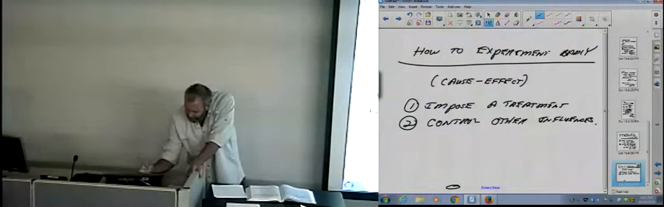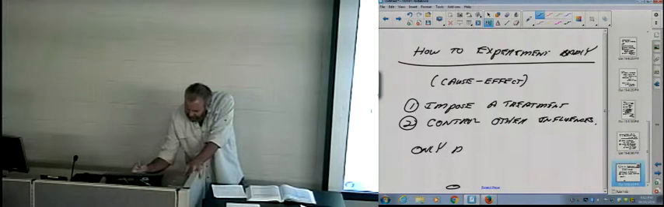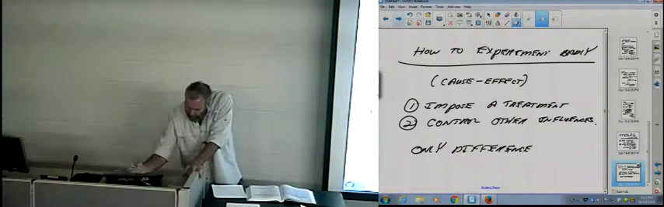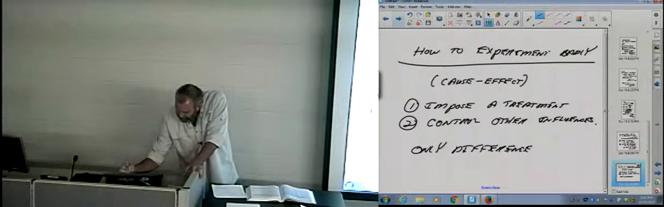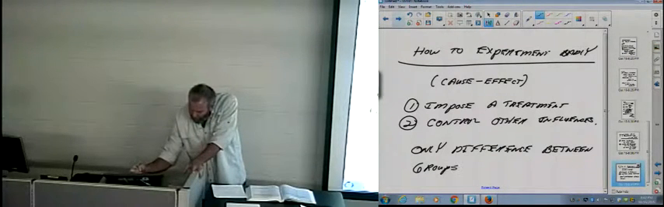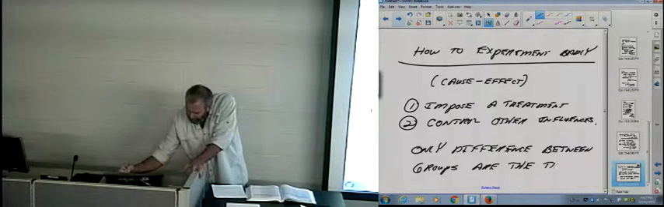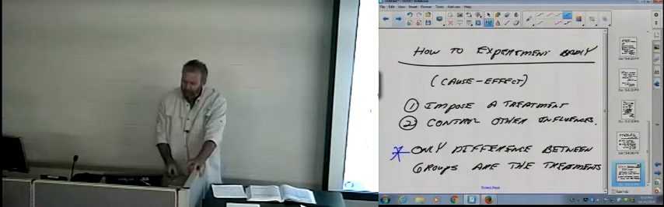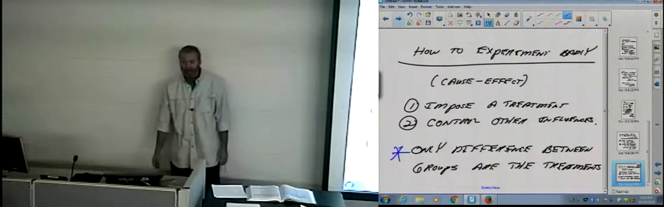The only difference between groups are the treatments. This is the only way we can find evidence of cause and effect. That's what I was just screaming at you about too.